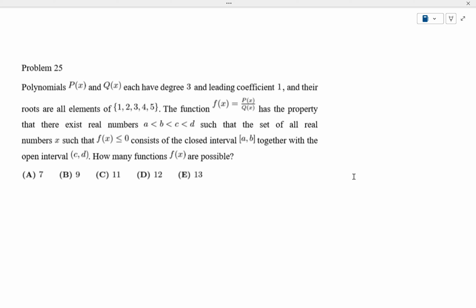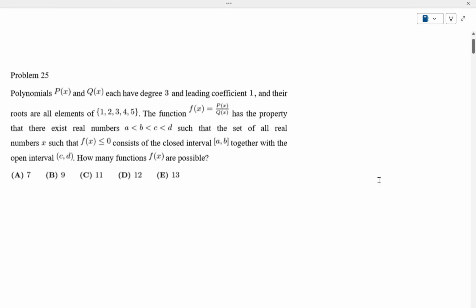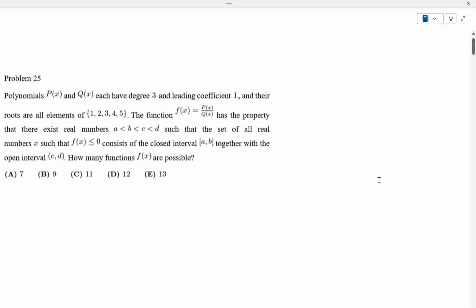So we have 6 roots of either p of x and q of x, and we need 4. So that means exactly 2 of them must be the same, so they must be a double root, right? So we can basically just do casework on which root is the same. So let's just say case 1, p of x is divisible by x minus 1, so p of 1 is 0.